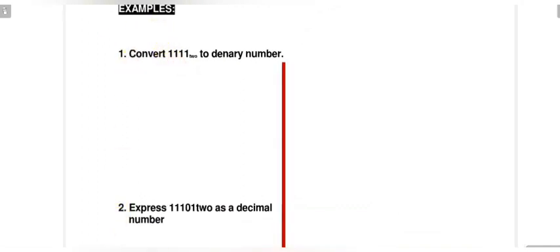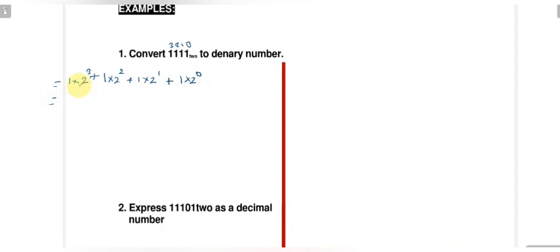So we're going to start with this simple example here. We are to convert 1111 base 2 to decimal. That is a number in base 10. Since we're in base 2, just start from the right and label 0, 1, 2, 3. So you're going to have 1 times 2 raised to power 3 plus 1 times 2 raised to power 2 plus 1 times 2 raised to power 1 plus 1 times 2 raised to power 0.